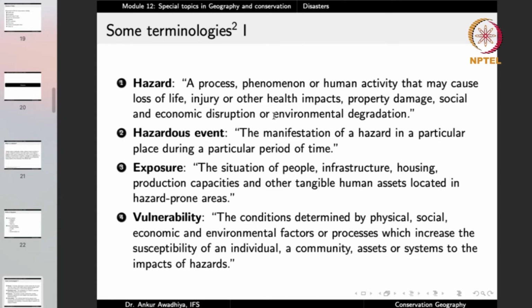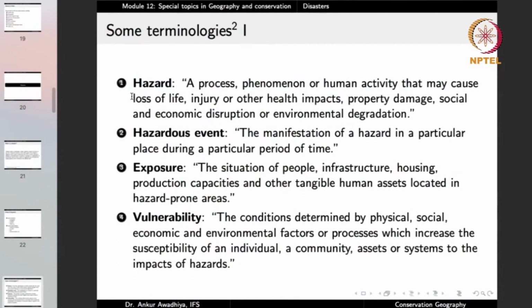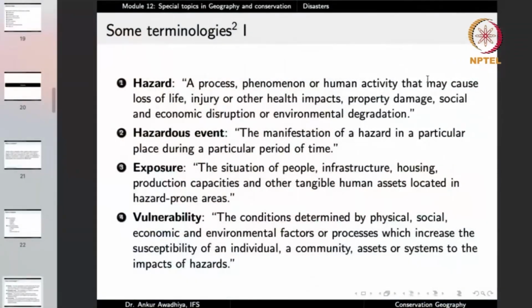So we have looked at all of these words. They were there in the disaster definition, but in this case, hazard is a process, phenomenon, or human activity that may cause all of these. So if you have the possibility of something that may lead to a disaster, then we say that that is a hazard. So hazard is something that may cause all of these things that a disaster actually causes: loss of life, injury or other health impacts, property damage, social and economic disruption, or environmental degradation. Now, say you have the accumulation of a huge quantity of a toxic chemical in an industrial warehouse, that is a hazard. But if the hazard actually manifests itself, then we will get a hazardous event: the manifestation of a hazard in a particular place during a particular period of time.